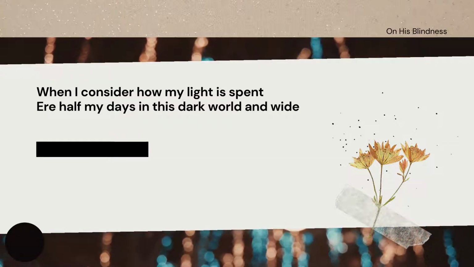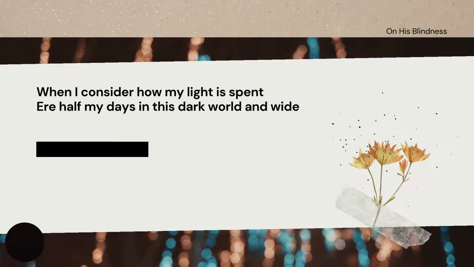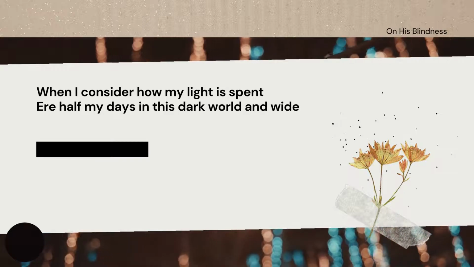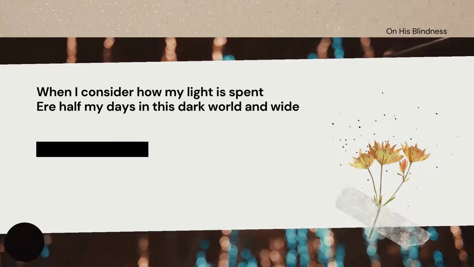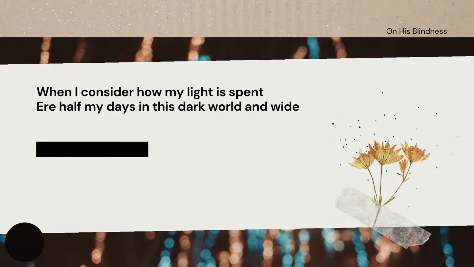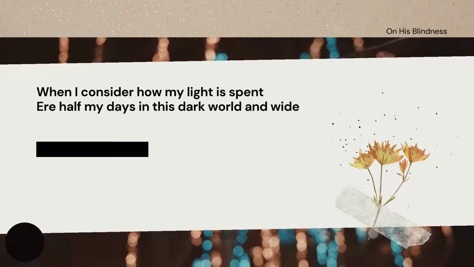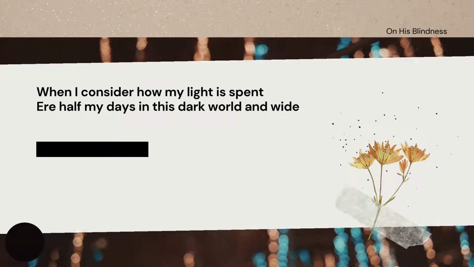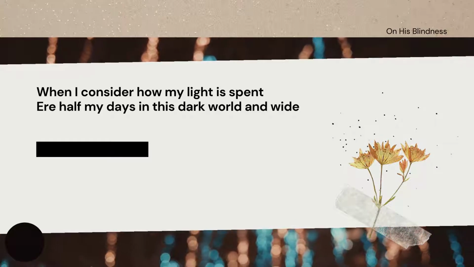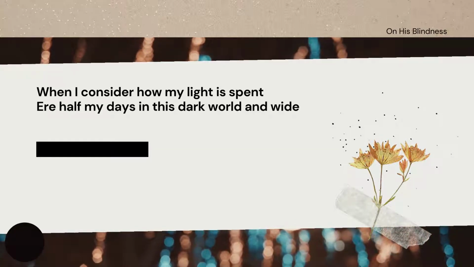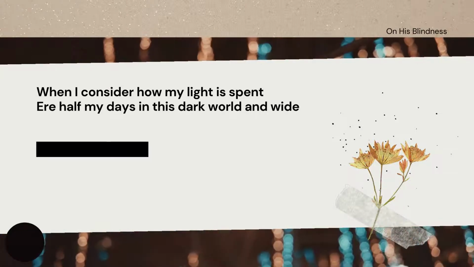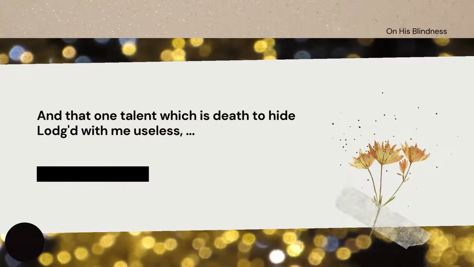Here, in the first line, Milton says that all his life has been spent. That means that now that he is blind at the age of 42, he thinks his light years, or those years where he had vision and could see, have already been spent, and now he lives in a dark world. And because of his blindness, Milton thinks that the world has become dark and wide.